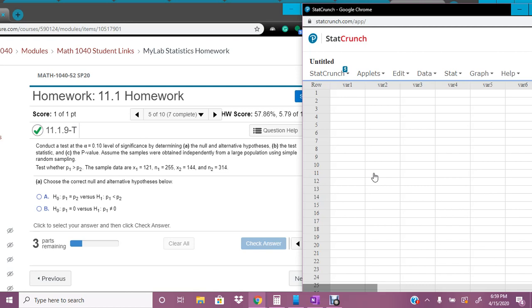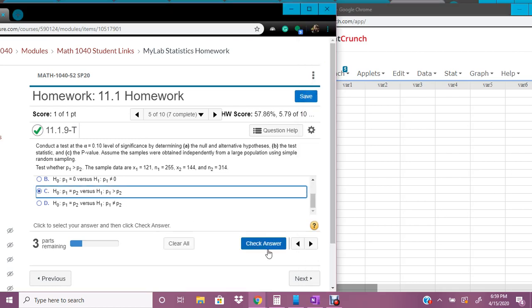So what we're going to look at first is identifying the null and alternative hypotheses. We're looking to test whether proportion 1 is greater than proportion 2. Once again, our null hypothesis is always going to have an equal sign. It's not going to be P1 equals 0, because we're talking about two different proportions. So we're saying that they're going to equal each other, or we're testing whether or not P1 is greater than P2. So this one right there.